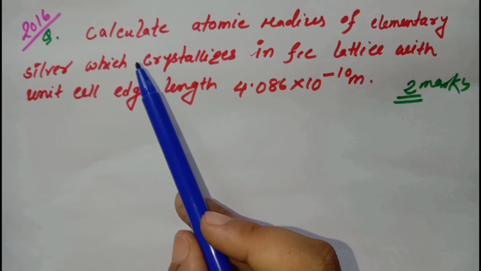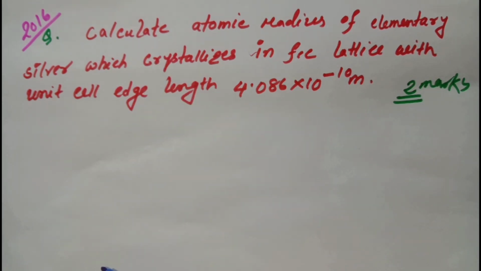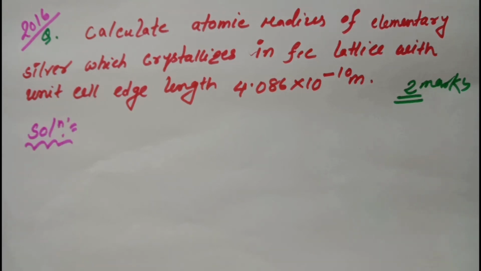Okay, the question is: calculate the atomic radius of elementary silver, which crystallizes in an FCC lattice with unit cell edge length 4.086 × 10^-10 meter. In this question, we have to calculate the atomic radius, and this question carries 2 marks only. To solve this type of question, you have to remember the relationship between atomic radius and edge length.